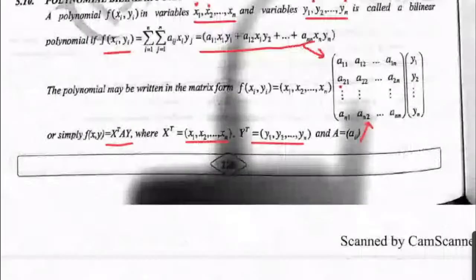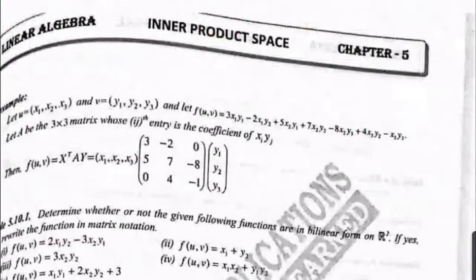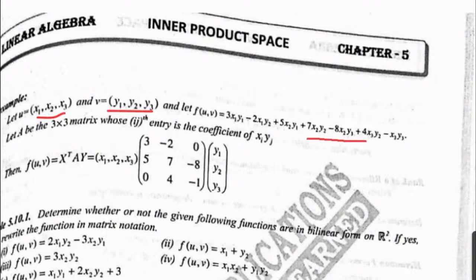If we can write like this, then we can say that it is a polynomial bilinear form. Let u be equal to x1, x2, x3 and v be equal to y1, y2, y3. Then f of u comma v can be written like this. Please note that this is similar to the quadratic form, but this is actually a bilinear form. Here A is a 3 by 3 matrix whose ijth entry is the coefficient of xi yj.